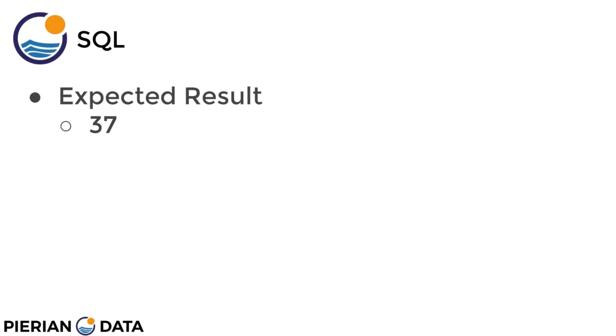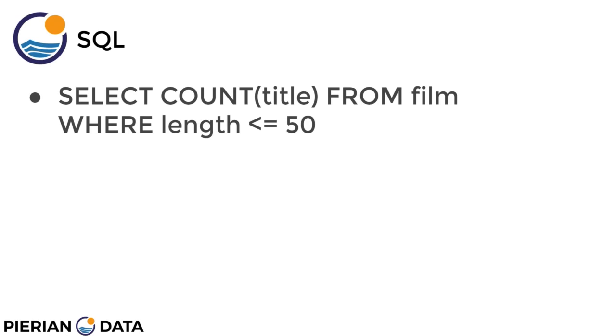Hopefully you can recall back to your select and where statement. So here's the solution. All we need to do is select, and then we can count the title from film where length is less than or equal to 50. Keep in mind, I don't necessarily need to count the title column. I could be counting anything there. That could have been an asterisk as well.